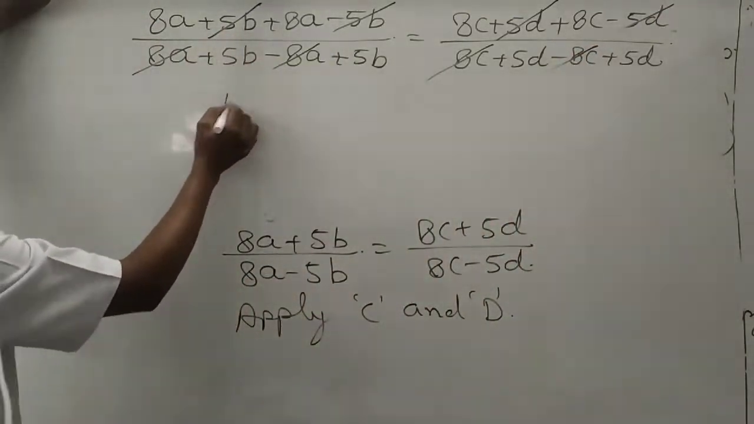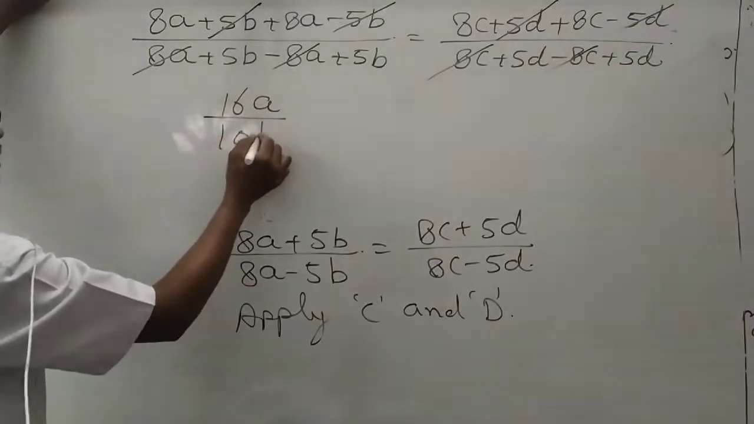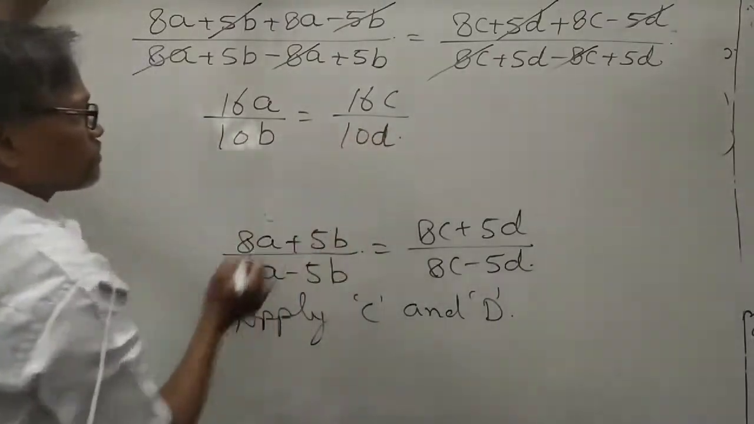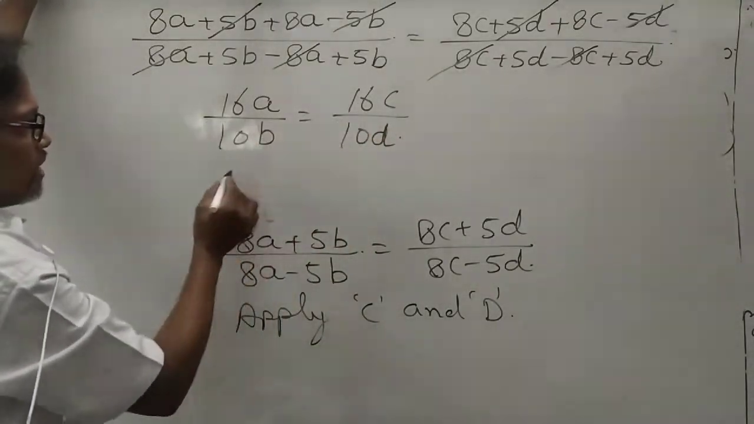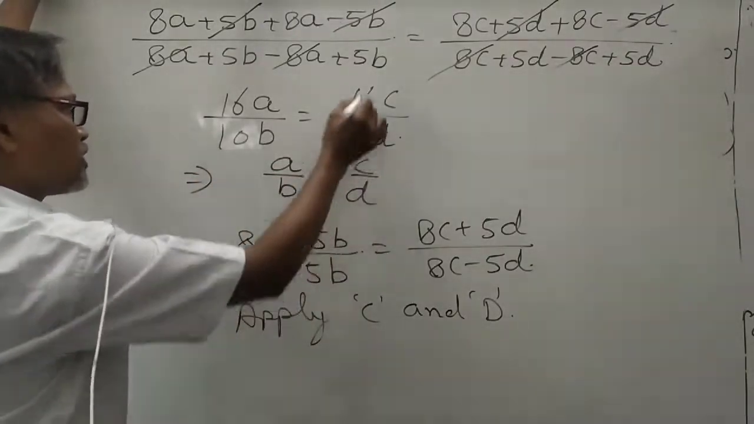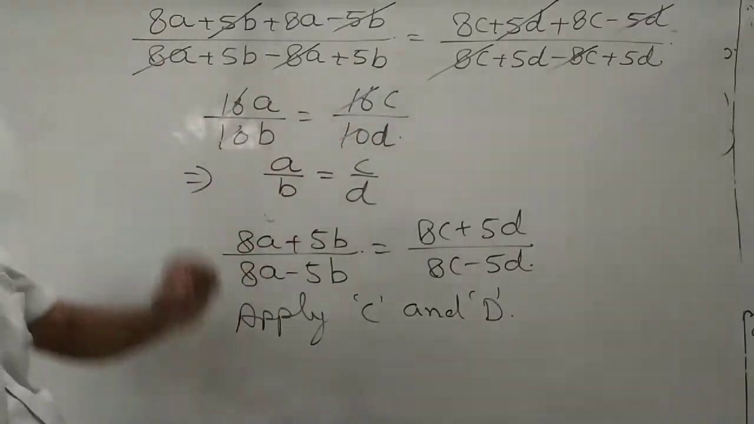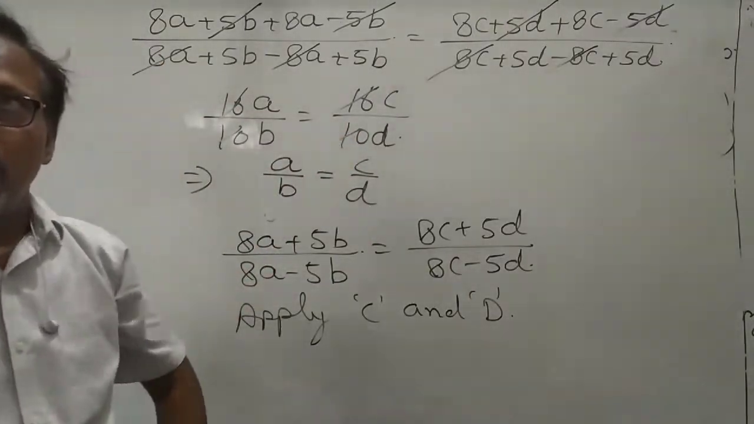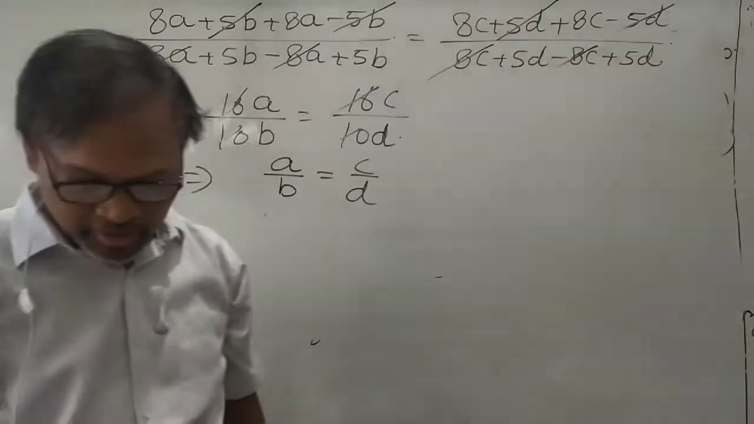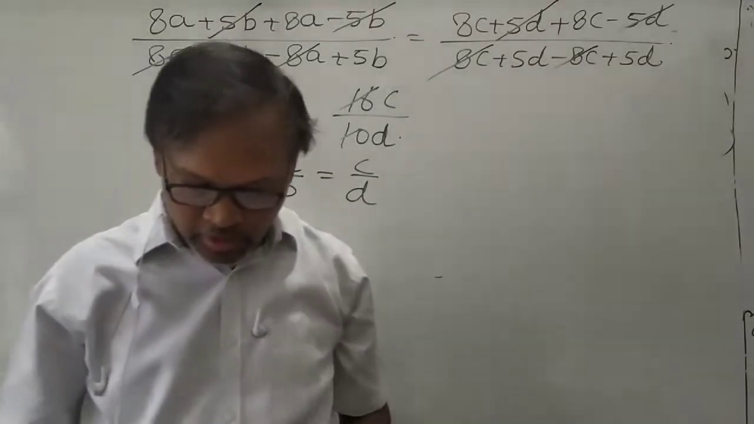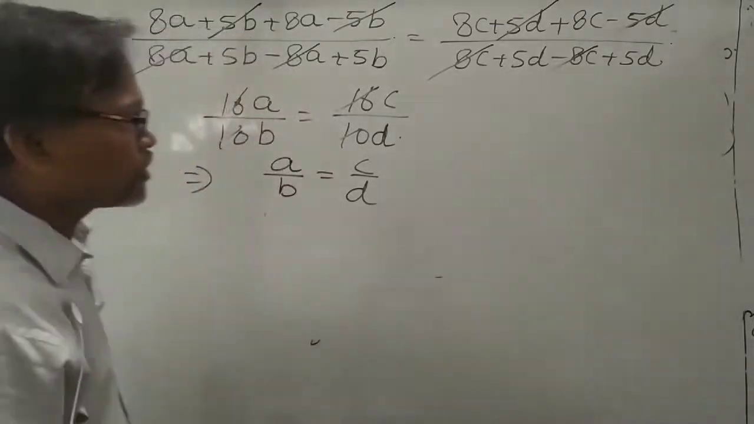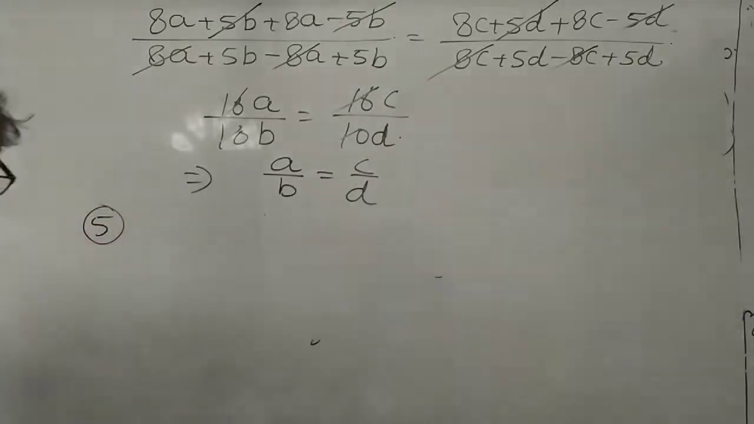What you will get? 16a upon 10b, 16c upon 10d. Both sides are 16 by 10, so you can write a upon b is equal to c upon d because it is cancelled. Proved. So by this way you can prove the question by applying componendo and dividendo. Questions 3, 4, 5, 6 are also based on componendo and dividendo. One question I want to tell, that is question number 5.